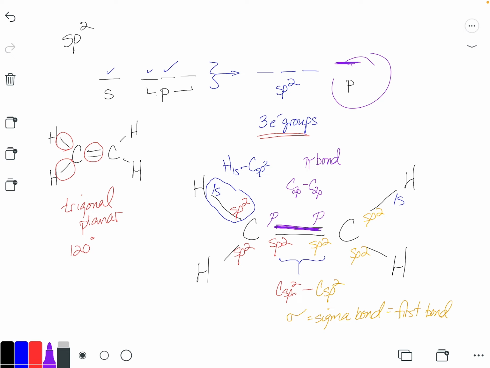Those are the bonds that are typically going to react. So in organic chemistry, when we get into all the reactions of alkenes and alkynes, these double and triple bonds, it's typically going to be those pi electrons, the second or third bonds, that are going to react first.